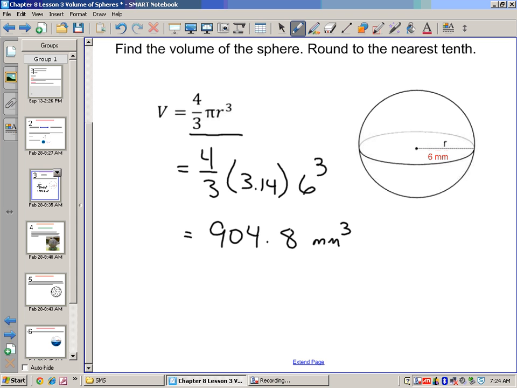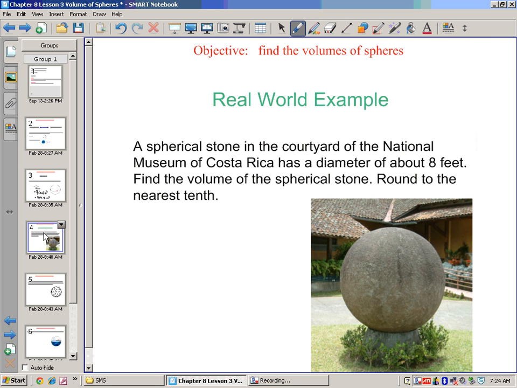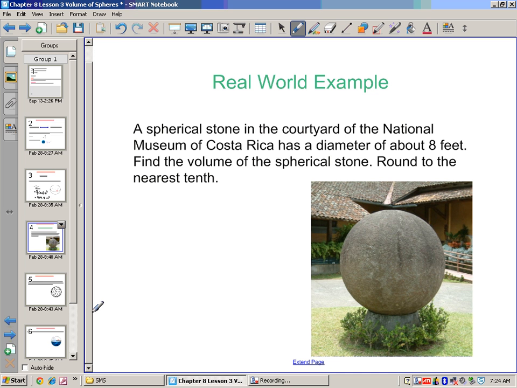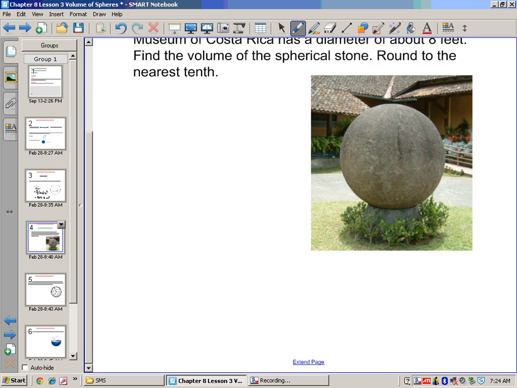Okay, let's jump on to our next example. A spherical stone in the courtyard of the National Museum of Costa Rica has a diameter of about 8 feet. Find the volume of the spherical stone, round to the nearest tenth. Okay, and that is the actual stone from the Museum of Costa Rica. Okay, first thing I suggest always is to write down the formula. The more you write it, the more you'll remember.